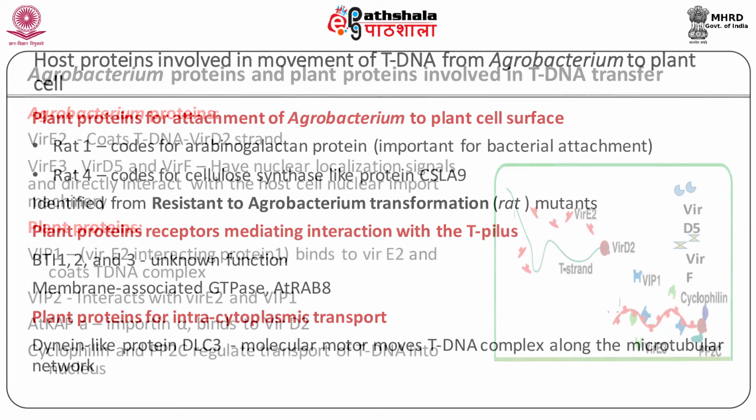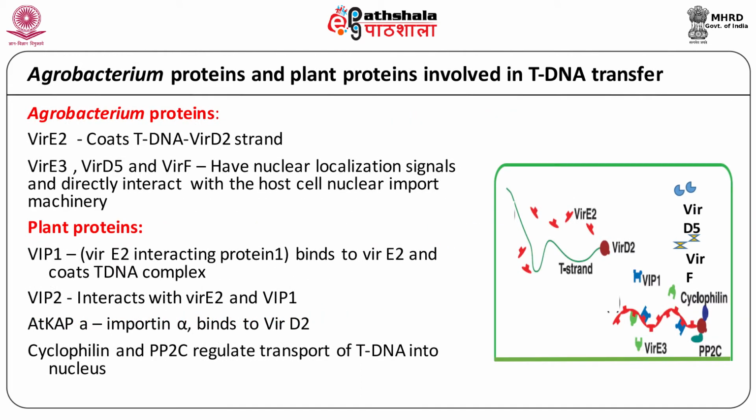In the cytoplasm, dynein-like protein DLC3 acts as a molecular motor for movement of the tDNA complex along the microtubular network. Besides the role of plant proteins for attachment and transport of Agrobacterium into the plant cell, several proteins have been identified that bind to tDNA and play a role in import of tDNA into the plant nucleus. This includes VirE2 and VirE3 that are also transported to the plant cell via the T pilus.